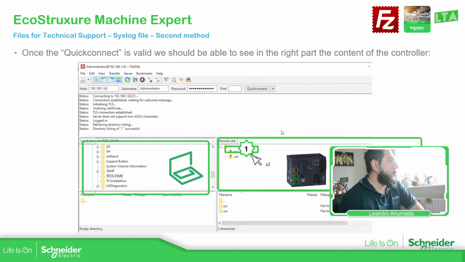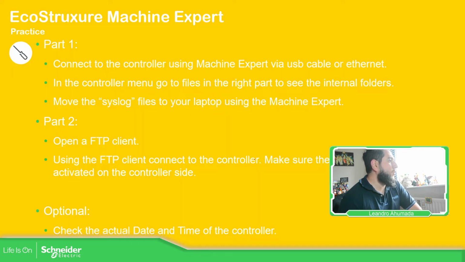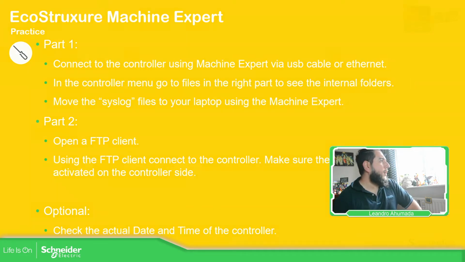I already explained this part. Syslogs, perfect. So this is the part of the practice. The first part is already done. The second part is already done. And optional, check the date and time; I've already explained that part. So this is the second thing that you need to provide, the Syslog file, and the previous one was the project archive. With that, it's probably going to be fair enough to continue and see what's going on.